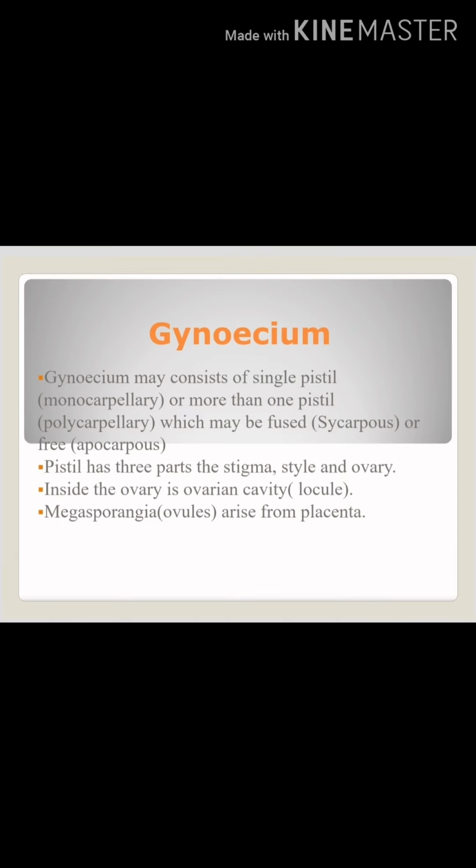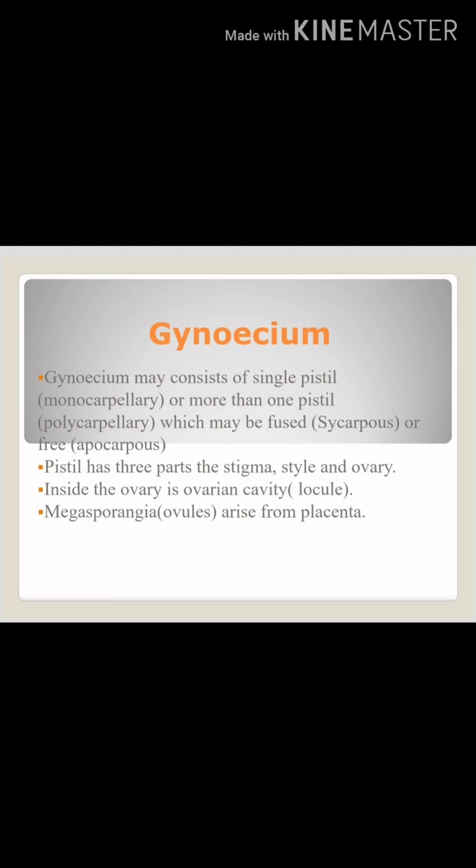Gynoecium may have one pistil or more than one pistil. If there is one pistil, it is called monocarpellary. If more than one pistil, it is called polycarpellary. It can be present either in a fused form, called syncarpous, or in a free form, called apocarpous.